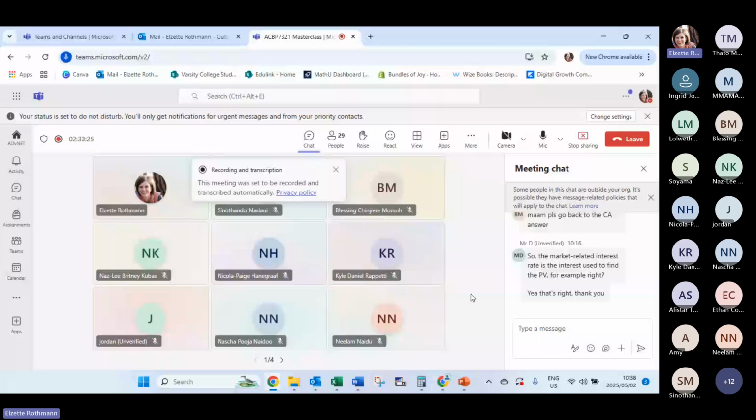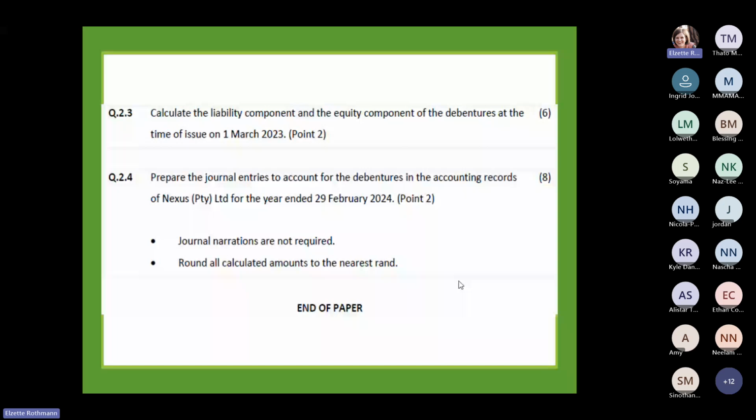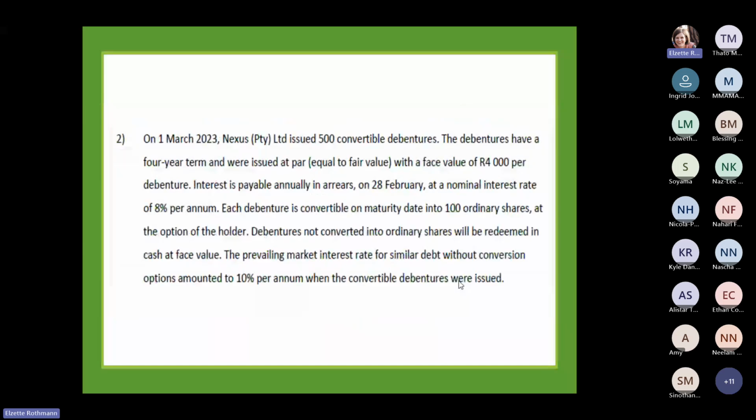Okay. Then 2.4, they ask us to do the journal entries to account for the debentures in the accounting records of Nexus Pty Limited for the year ended 29 Feb 2024. Journal narrations are not required. Round all calculated amounts to the nearest rand. Okay, now it's just important to see that it's the journals for the year. It's not only on the 1st of March when they tell you they issued the debentures. So it's not just when it was issued, it's for the full year.